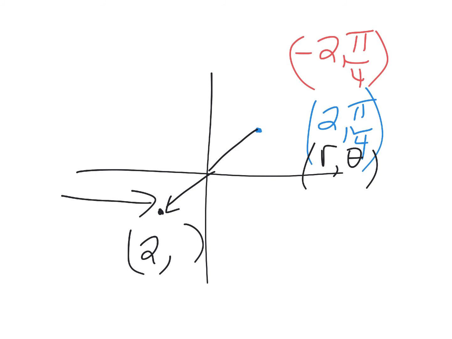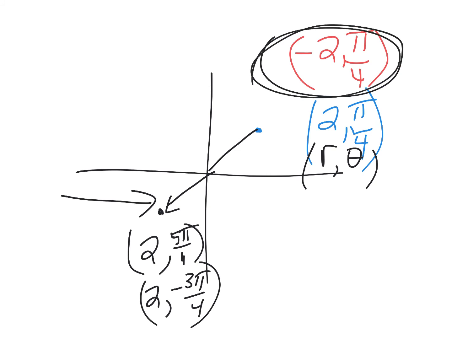comma 5 pi over 4 would have been the most common answer. If I'd asked for a second answer, it probably would have been 2 comma negative, what do you think? 3 pi over 4. You guys have been all happy with that, but you would have never said this, would you? But you could have, because it's in the same spot.